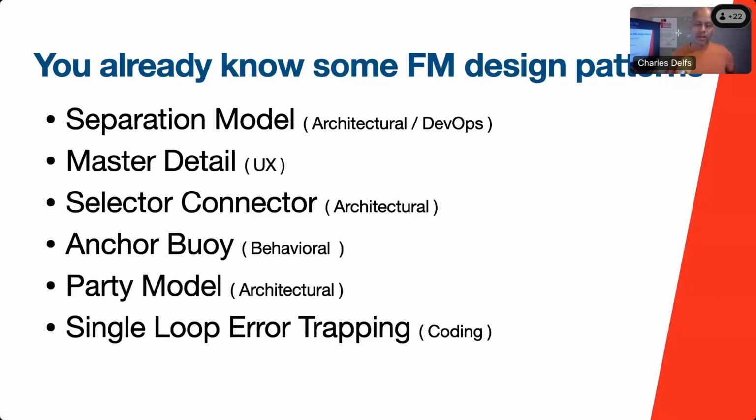I won't get into all the pros and cons of the separation model, because I think that's almost a whole talk. Then there are UX patterns, like master detail, which is a popular one we see in FileMaker, because we've got some new tools that make those kinds of interfaces easier now. Selector connector is an architectural pattern. Jumping back a couple, I listed the separation model as a combination of architecture, but it's really designed for DevOps. That was its real purpose. There are a couple of other types of separation models as well. But selector connector was designed for easy data access across various contexts. And anchor buoy is a behavioral pattern.